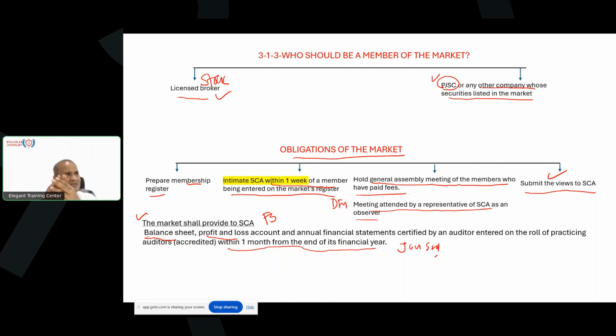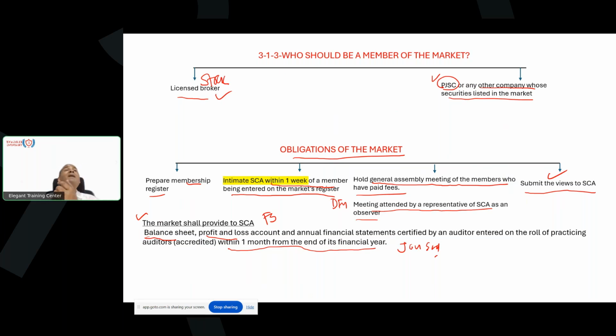Member can be board member, member can be market member. Market member means brokerage companies are called members. So any new brokerage company got a license, they became broker. So market has to intimate to SCA within 1 week, right? Then any new company listed, that also called member. Then coming views on the market.